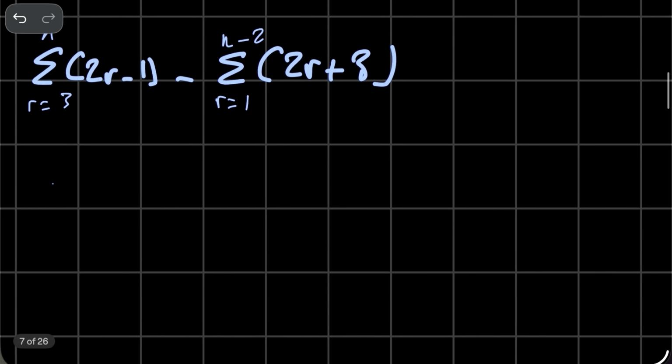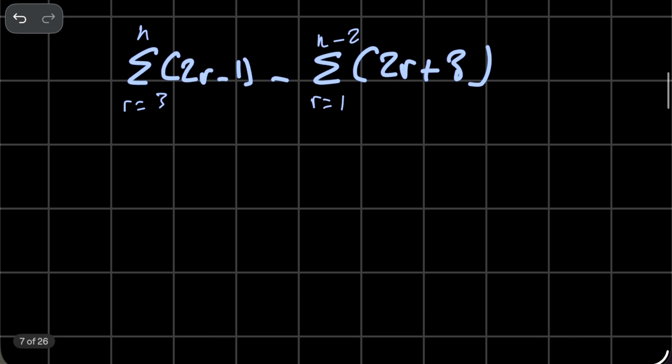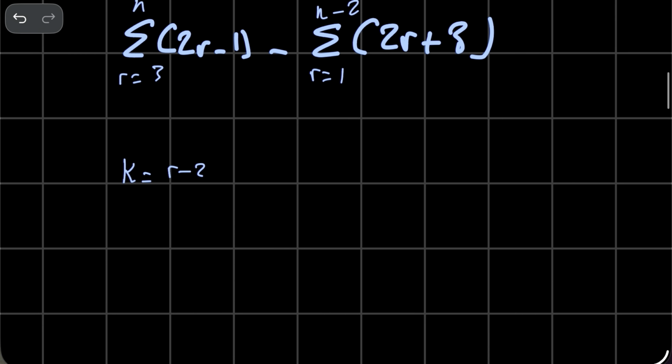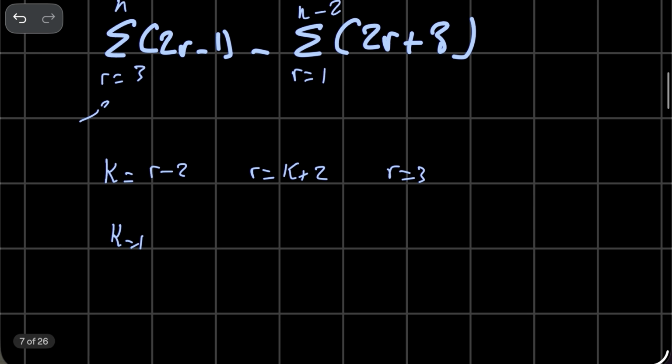Let's name it k or s or anything. Let's say k equals r minus 2, since we want to apply this index here. So since k equals r minus 2, we want to see what r is equal to in terms of k. R equals k plus 2. If r equals 3, then k equals 1. If r equals n, then k equals n minus 2.